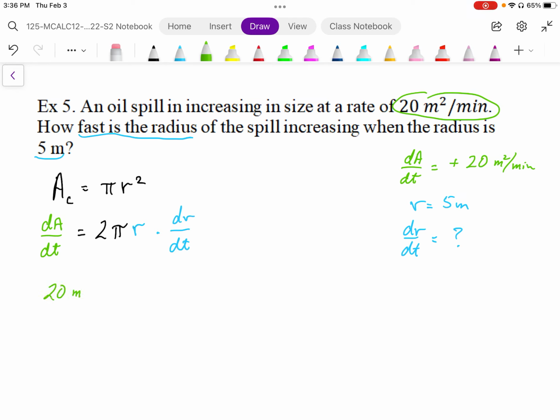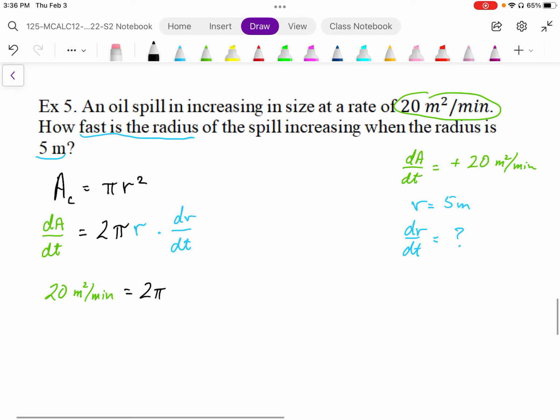I'm going to put in 20 meters squared per minute is equal to 2 times pi. Well, we want to know what's happening when the radius is 5 meters, and that's going to be times dr/dt. We need to solve for dr/dt. We're going to divide, so we end up with 20 meters squared over minutes divided by 10 pi meters.